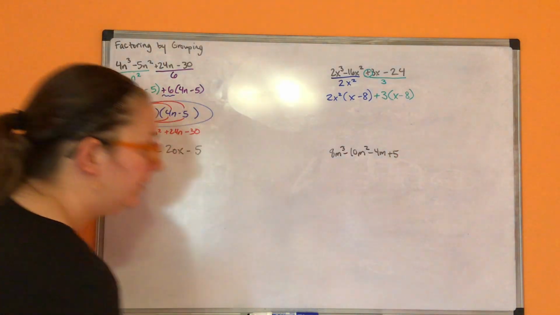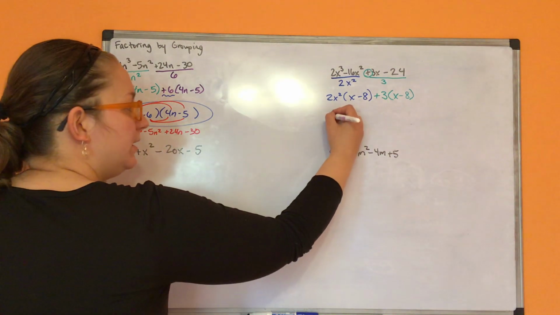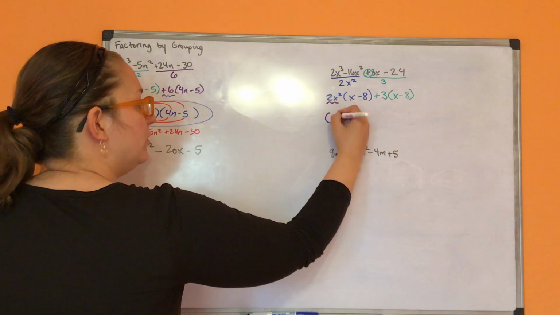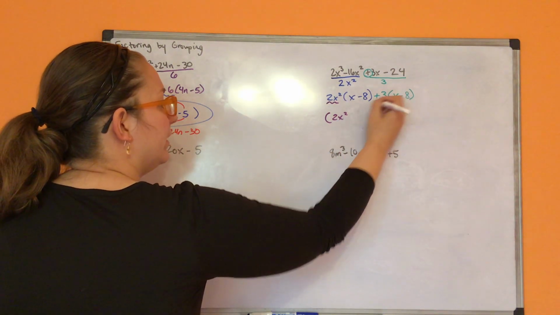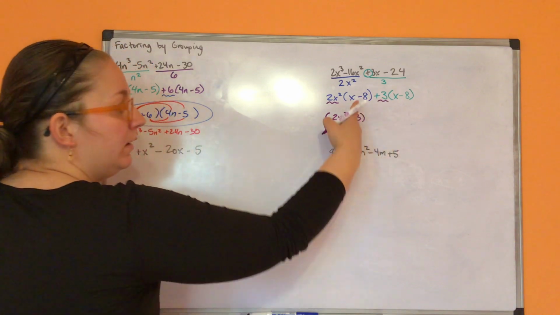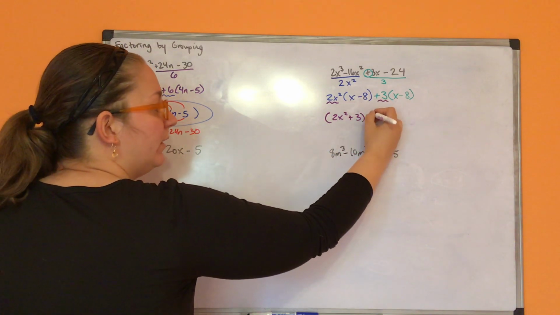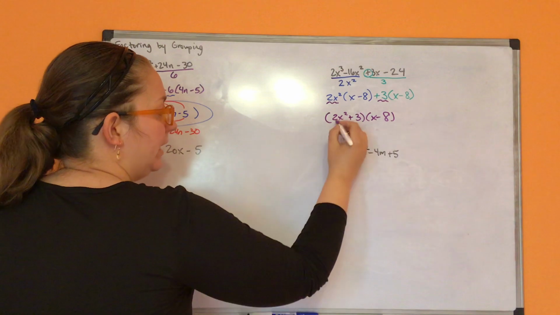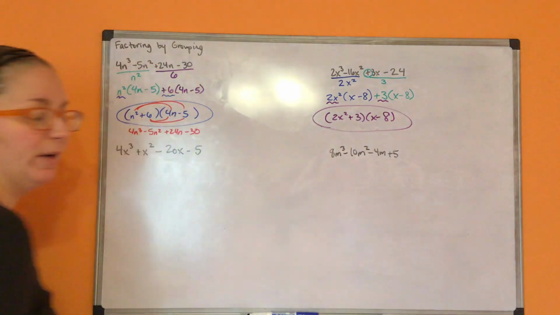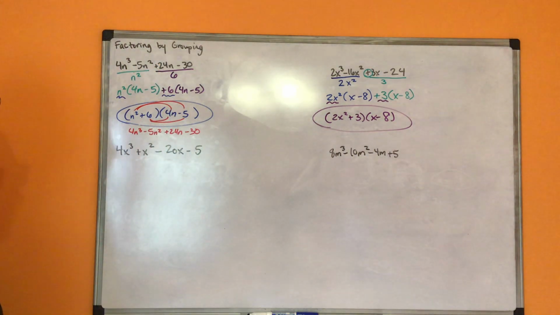So now let's write our final answer. One set of parentheses is going to be my 2 GCFs, 2x squared plus 3. The other set of parentheses is my repeated factor, x minus 8. I'm not going to go through and check my work, but if you wanted to check it, you could double distribute like we did here for the first one.